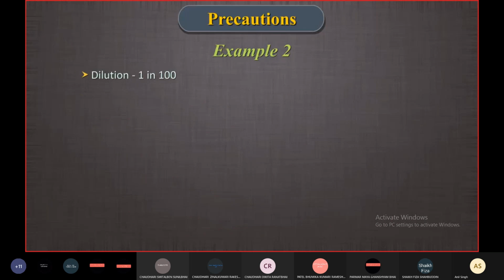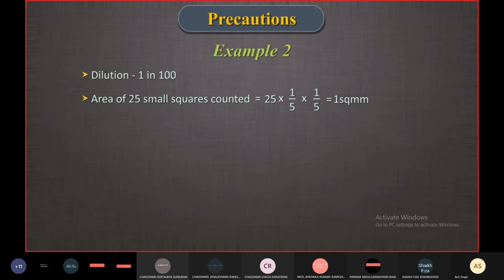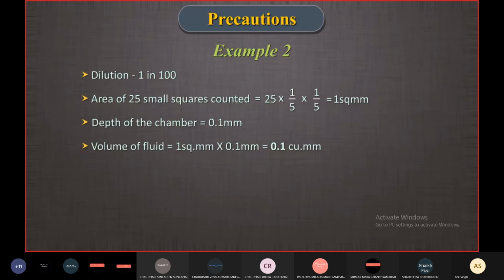Example 2. Dilution used 1 in 100. If using the whole of the central square, then the area of 25 small squares is equal to 25 multiplied by 1/5 millimeter multiplied by 1/5 millimeter, which is equal to 1 square millimeter. Depth of the chamber is equal to 0.1 mm. Therefore, the volume of the fluid in the central square is equal to 1 square millimeter multiplied by 0.1 mm, which is equal to 0.10 cubic millimeter.